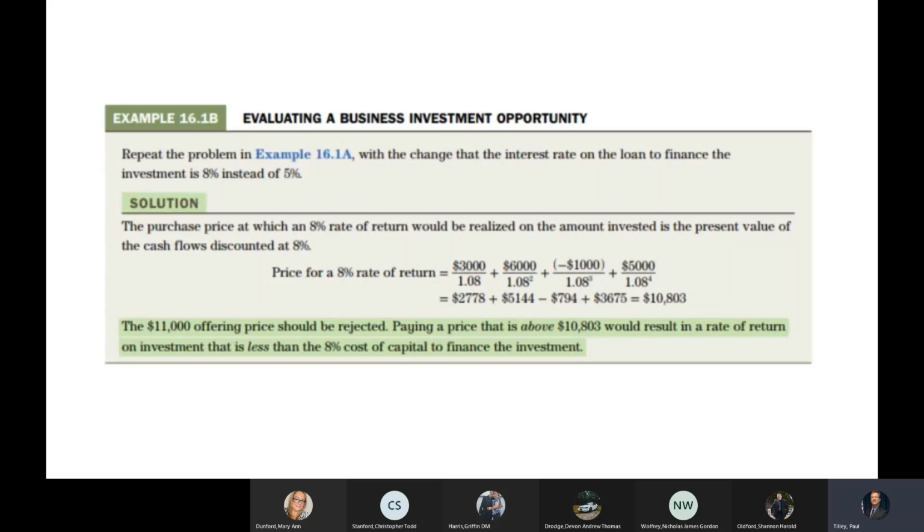And I got a second example there. Works on the same basic thing. The rate, the value of money or the rate of return is going to have a significant impact on whether or not we accept or reject the investment.